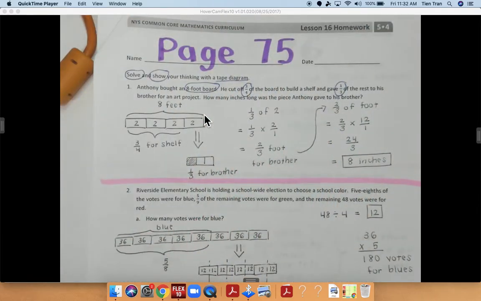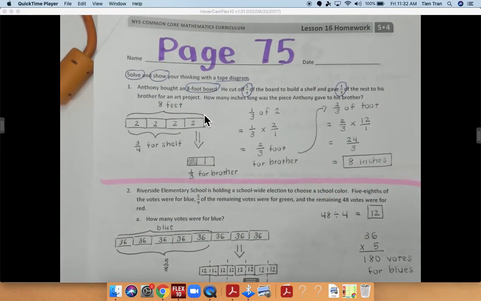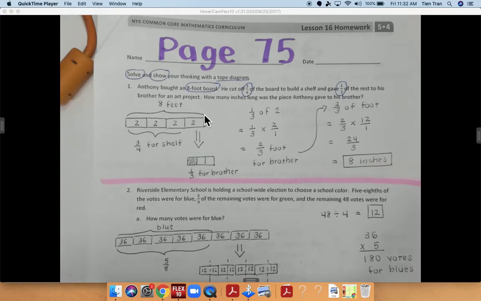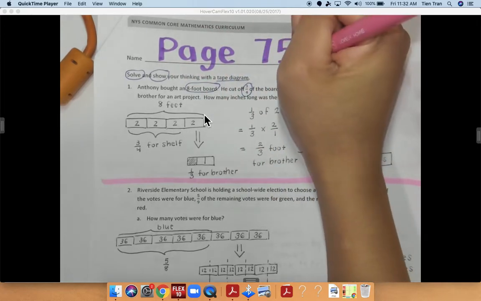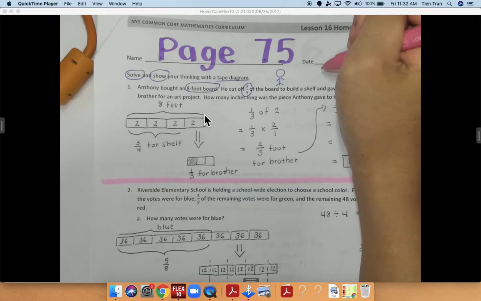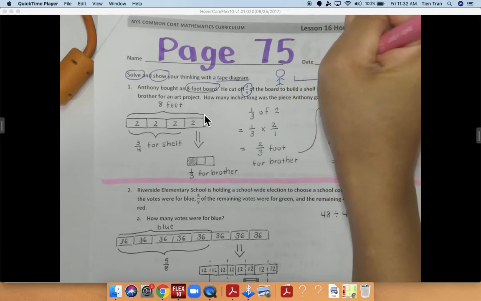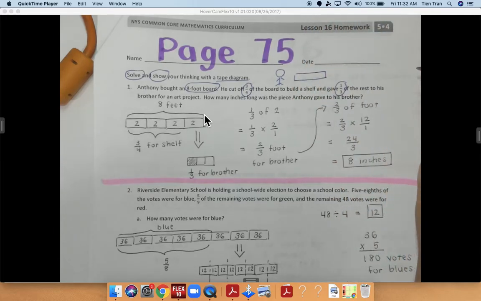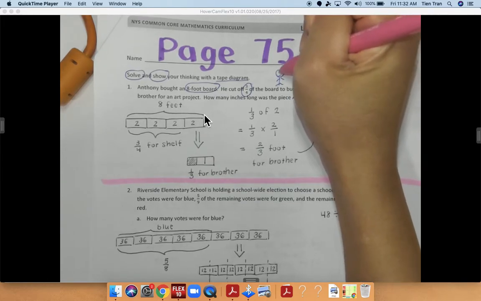Looking at this question, the first thing I did was circle the important parts in the story. The second part I'm going to do is imagine the story. What is the story that Anthony is trying to tell you? He bought an 8-foot board, so the board is going to look something like that. And he cut 3/4 of it.